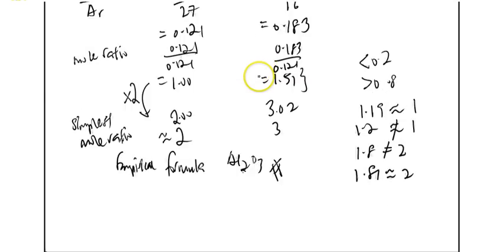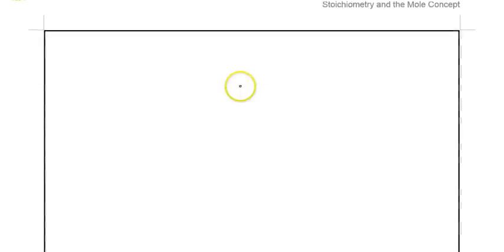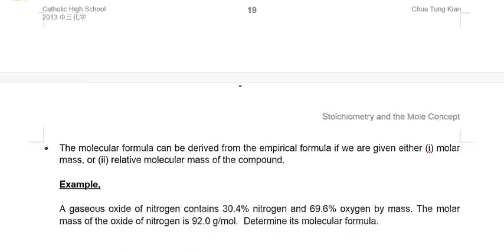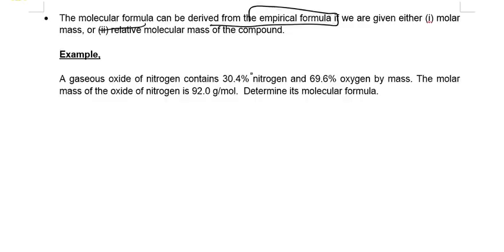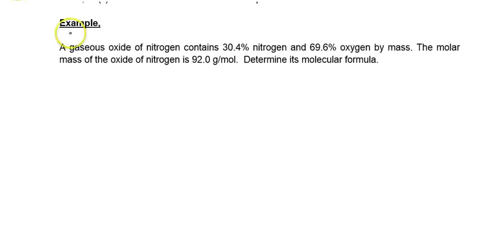So after learning about empirical formula, it brings us naturally to the next part, which is the molecular formula. So the molecular formula is actually derived from the empirical formula. How so? Let's take a look at the example here. So over here, I have a gaseous oxide of nitrogen which contains 30.4% nitrogen and 69.6% oxygen. So with having these values with us, it means that we can calculate the empirical formula of this nitrogen oxide. And I also have the molar mass of the oxide being 92.0 grams per mole.